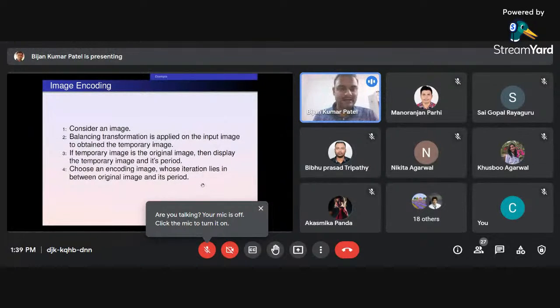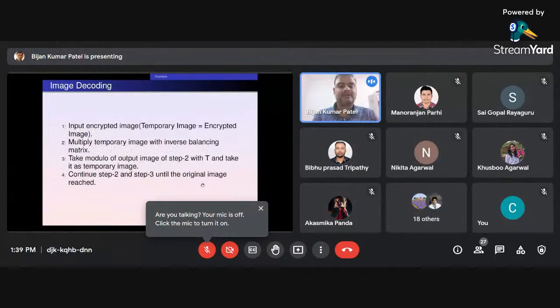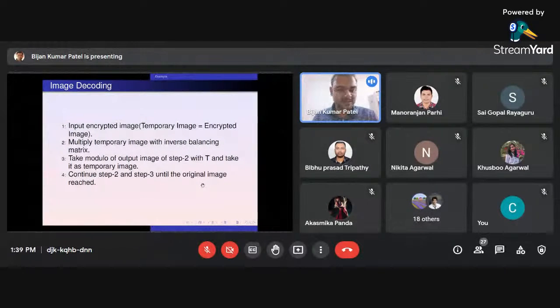How can one decode it? Input the encrypted image, which is the temporary image, and consider it as the encrypted image. Then multiply the temporary image with the inverse balancing matrix. Then take the modulo of the output image of the previous step with T and take it as the temporary image. Continue these steps until the original image is reached.